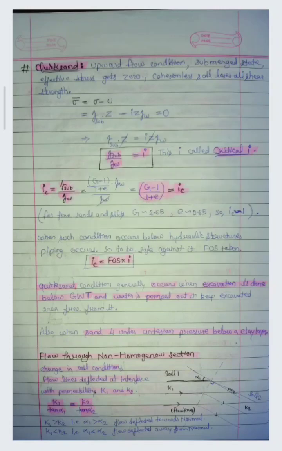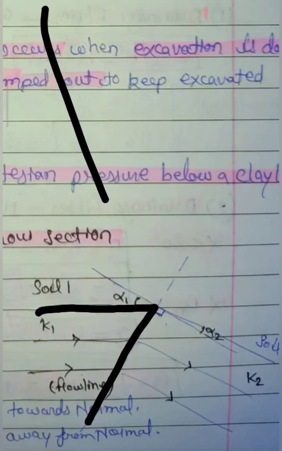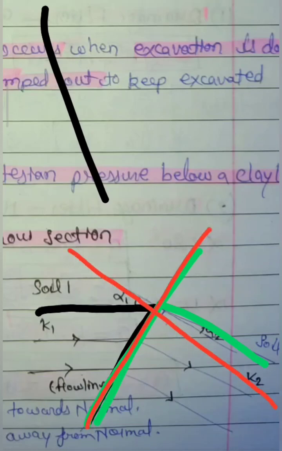Now flow through non-homogeneous section. So change in soil conditions, flow lines are deflected at the interface with permeability K1 and K2. So here you are looking that we have one soil mass and here we have a different kind of soil mass. Now this is the interface of both the soil masses. If we draw a straight line at the junction, this is the alpha 1 angle and this is the alpha 2 angle. Now these are the flow lines.